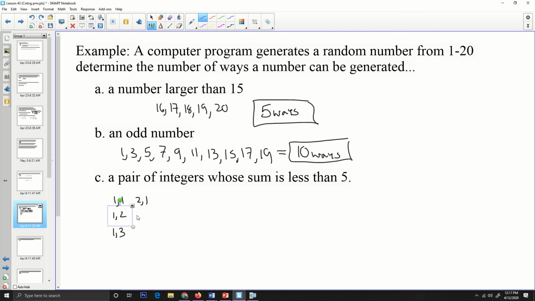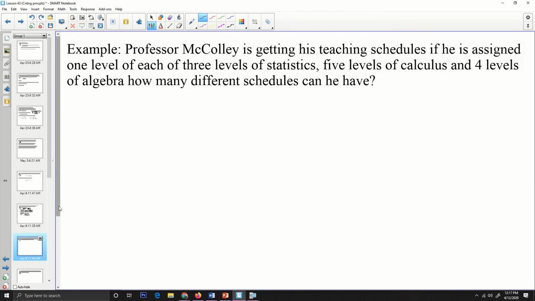That's only 3. I could generate a 2 and a 2. That's 4. That's less than 5. But if I go 2 and a 3, that's 5, so we wouldn't count that. And then I could go 3 and a 1. All right, 3 and a 1 would be 4. That's less than 5. Any other generation of two numbers from 1 to 20 is going to generate a sum that's 5 or bigger. So I have 1, 2, 3, 4, 5, 6 different ways that I could generate a pair of integers whose sum is less than 5.